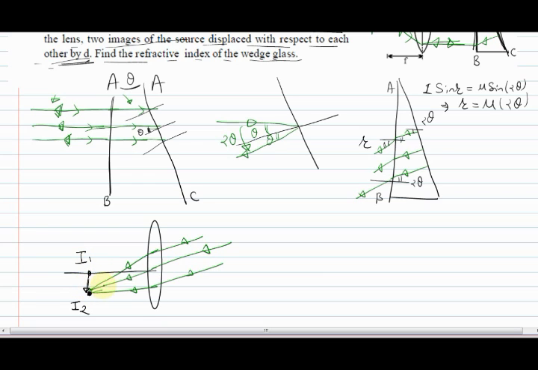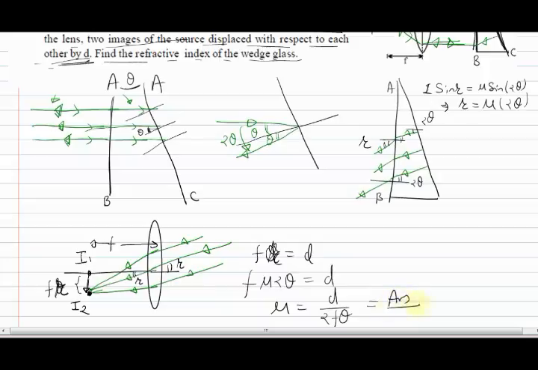The angle of this incident light ray was r with the principal axis or optical axis, so this angle should also be r, and the height of the second image should be f into r, because this distance f can be taken as the radius, and arc length should be radius into angle. Now this f into r is given in the question as d. So f into r is d. I may put r as 2 mu theta. So mu is d by 2 f theta. This should be our answer. Thank you.